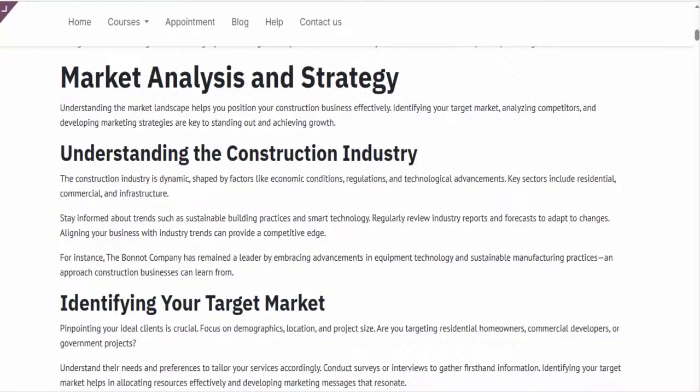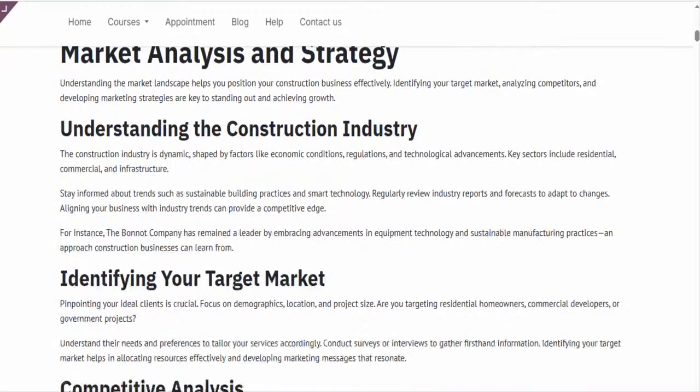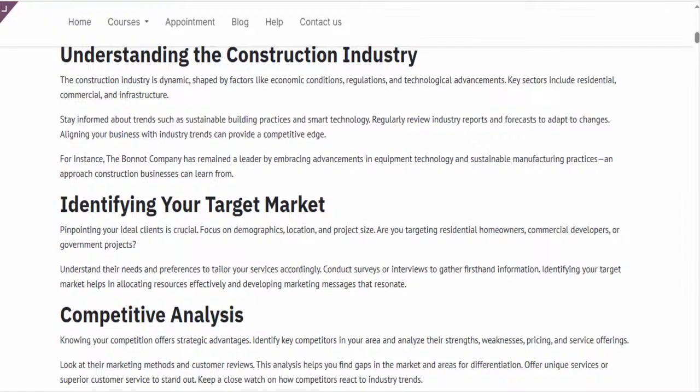Understanding the construction industry. The construction industry is dynamic, shaped by factors like economic conditions, regulations, and technological advancements. Key sectors include residential, commercial, and infrastructure. Stay informed about trends such as sustainable building practices and smart technology. Regularly review industry reports and forecasts to adapt to changes. Aligning your business with industry trends can provide a competitive edge. For instance, the Bonnet Company has remained a leader by embracing advancements in equipment technology and sustainable manufacturing practices, an approach construction businesses can learn from.